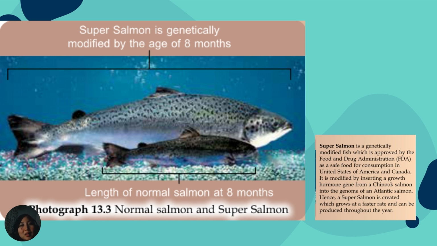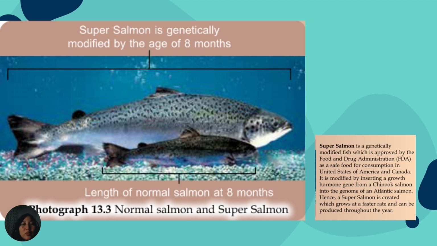Okay. Sebab apa yang diorang buat ialah it is modified by inserting a growth hormone gene. Growth hormone ni maksudnya hormon that catalyzes the growth of organisms. Okay. The growth hormone gene is being inserted in the super salmon. Okay, dari mana dia ambil growth hormone gene ni? Daripada Chinook salmon. Lepas tu dimasukkan kepada genome of Atlantic salmon.